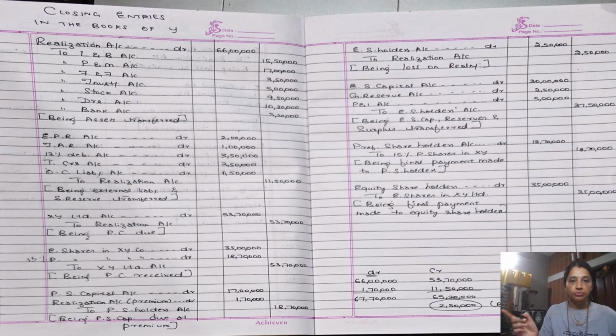If you want, you can skip those videos and directly come to this video wherein I have explained the entire closing entries in one single sheet. So the first entry is for realization account debit to all assets account excluding fictitious assets. Then the second entry is outside liabilities and statutory reserve transferred to realization account. This is the first entry. This is the second entry.